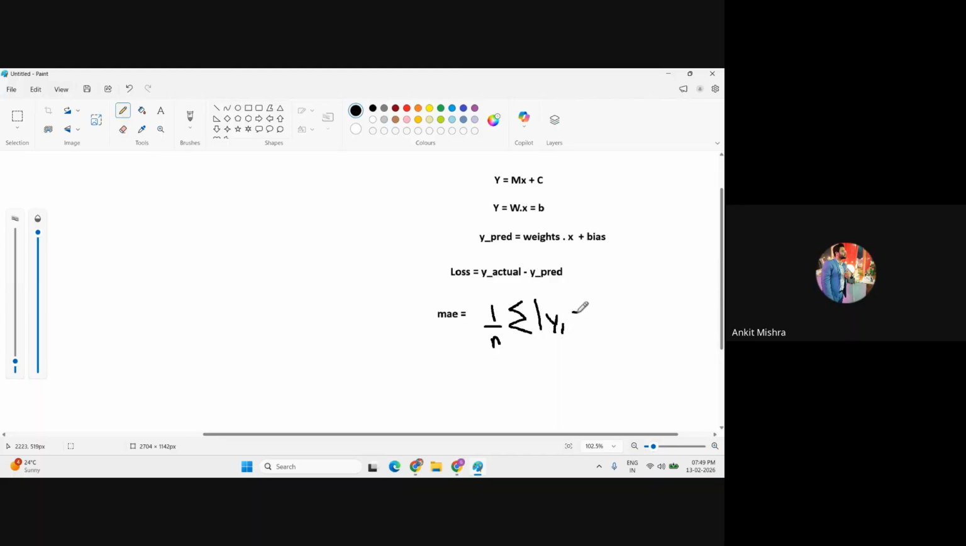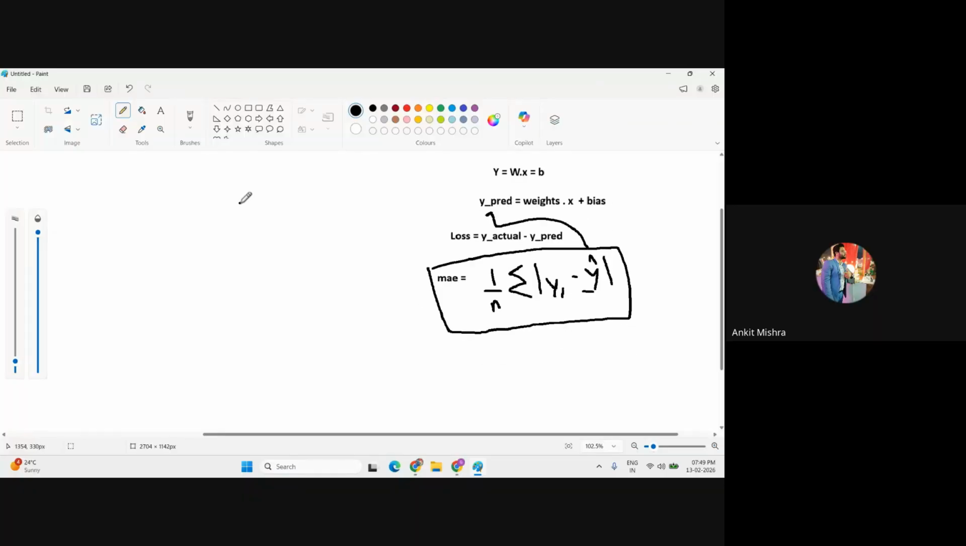I hope everyone is already aware of this formula. Y cap is the predicted value, and you have to take the mod value of all this. It's the mean absolute error, right, candidate? Now, instead of just writing this as y cap, I will use the formula for the prediction: y pred is weight into x plus bias. So I can simply write the formula again like this.